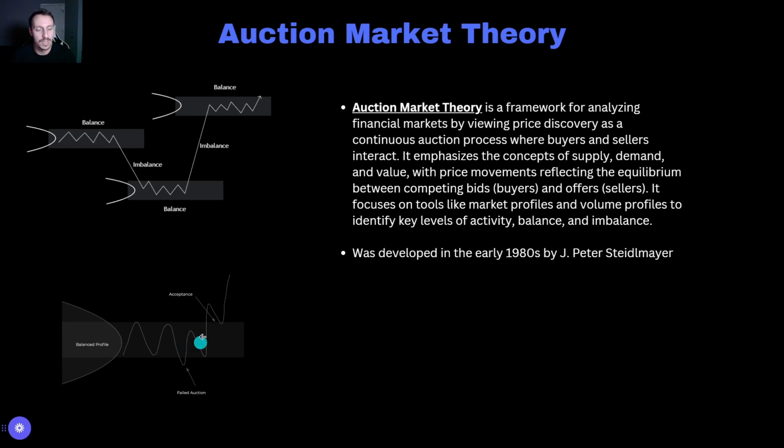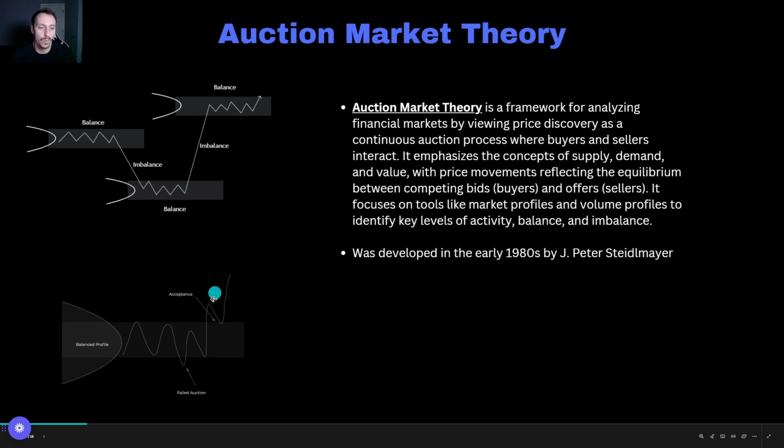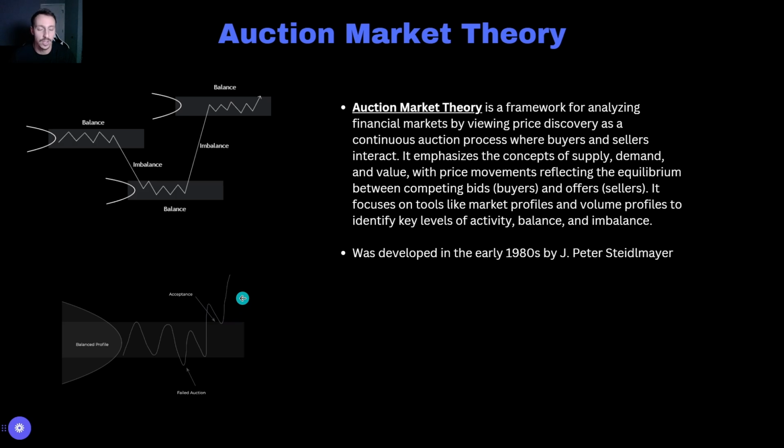So we go back up into balance, and then at some point, usually it's to the opposite side, but sometimes it can be to that same side, we eventually end up breaking out of this balanced area. And then as long as we hold above this area, sometimes we'll get a nice retest. But normally, as long as we just hold above it and we start showing strength, start going higher in this example, that's called acceptance or a successful auction.